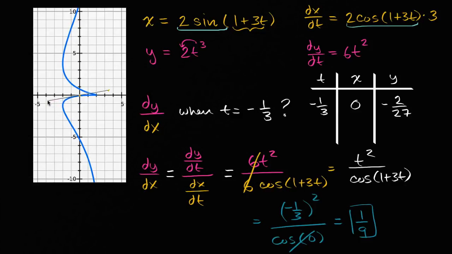Something like that. Let's see if we go 1, 2, 3, 4.5. So yeah, just like that is pretty close. So that's what we just figured out. We figured out that the slope of the tangent line right at that point is 1/9. So it's not only neat to look at, but I guess somewhat useful.